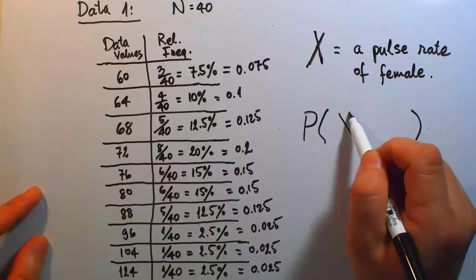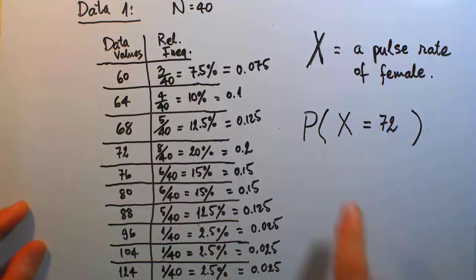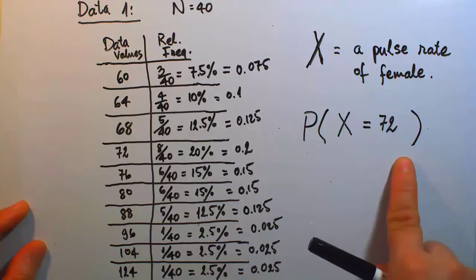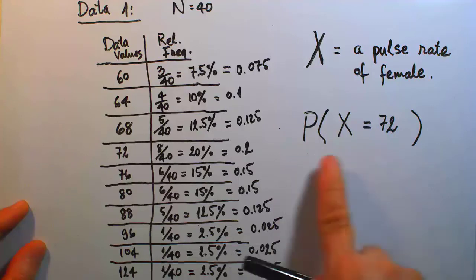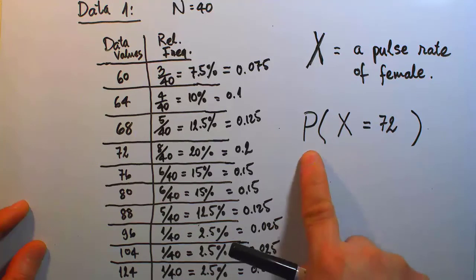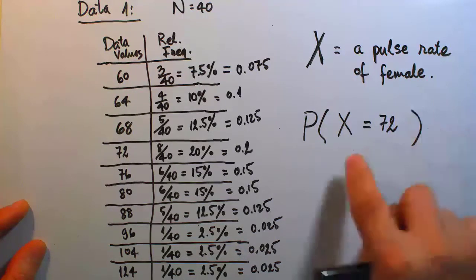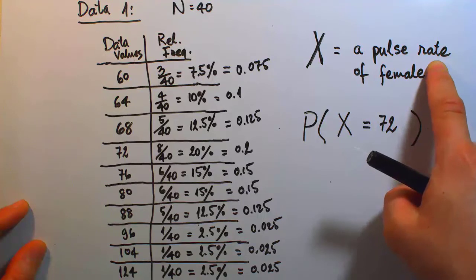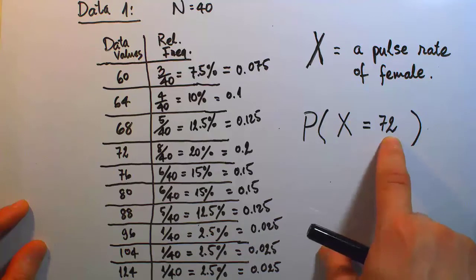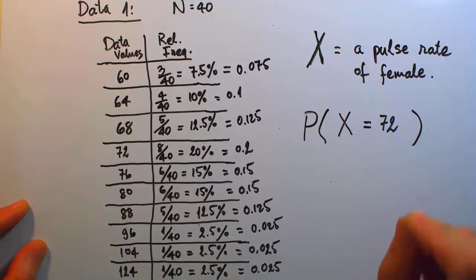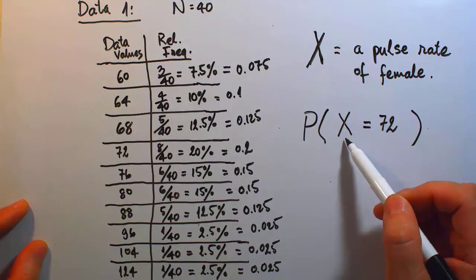Now the event I'm saying is that x equals 72. After spending some time studying probability, everybody understands that this question is asking to find a probability in the event that the variable we define here, the x, which represents pulse rate of female, equals 72. So 72 is an actual value, and we want the variable x to equal 72.